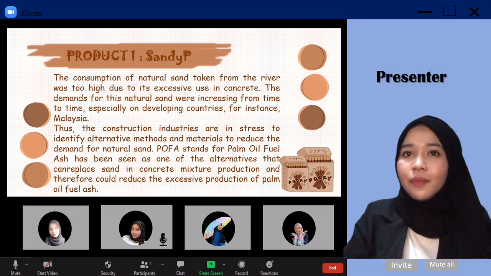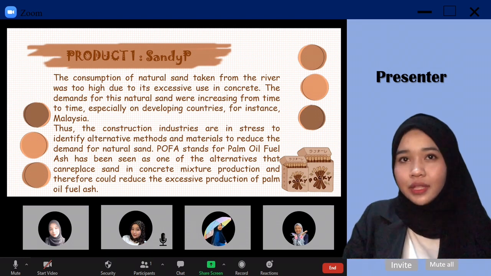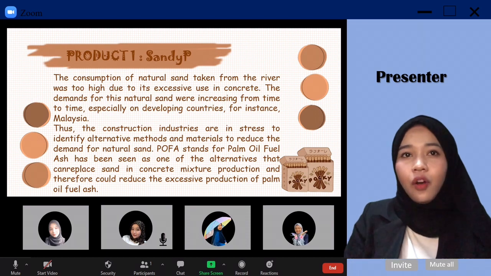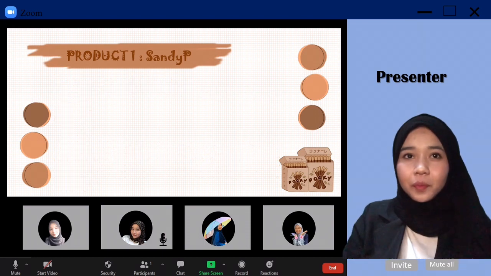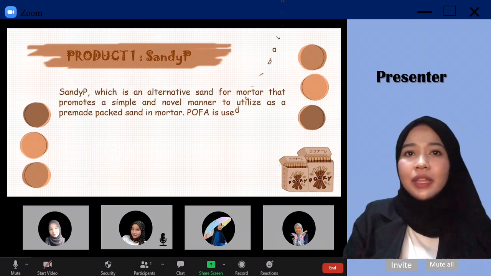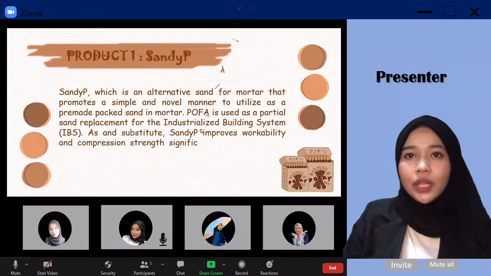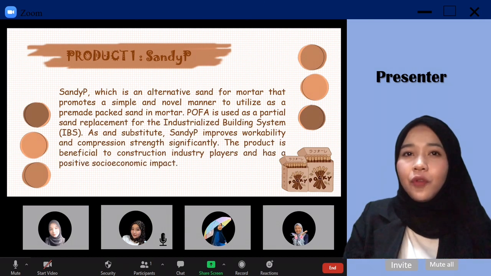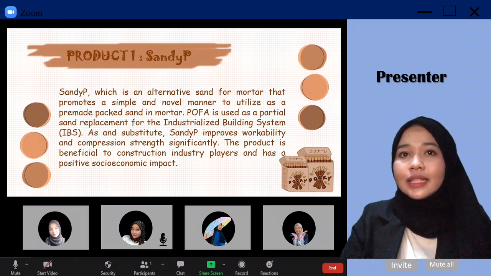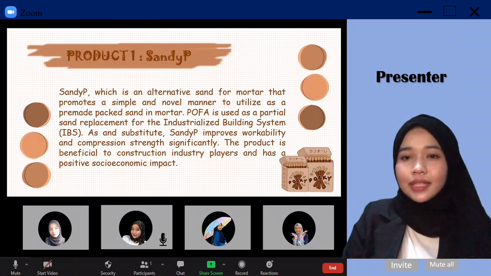sand in concrete mixture production and therefore could reduce the excessive production of palm oil fuel ash. Our focus is on explaining how to create Sandit, which is an alternative sand for mortar that promotes a simple and novel manner to utilize as a pre-made packed sand in mortar.